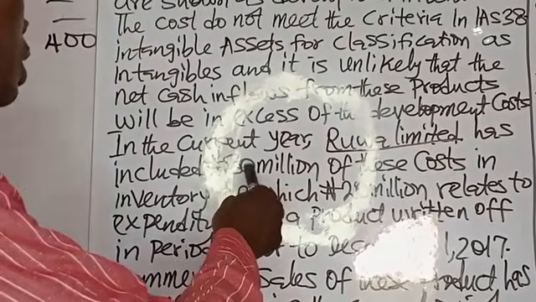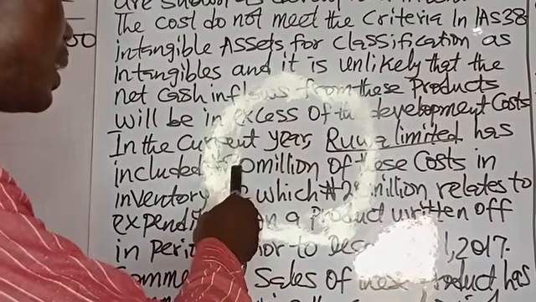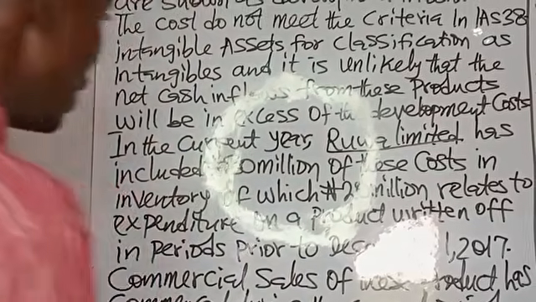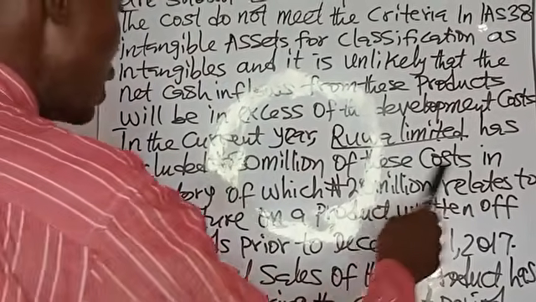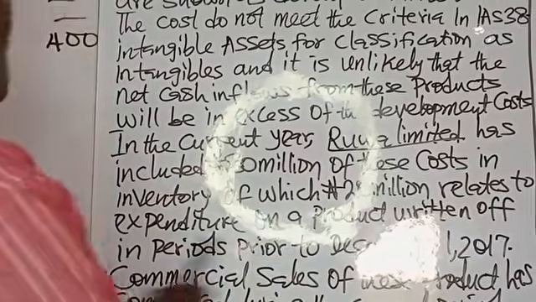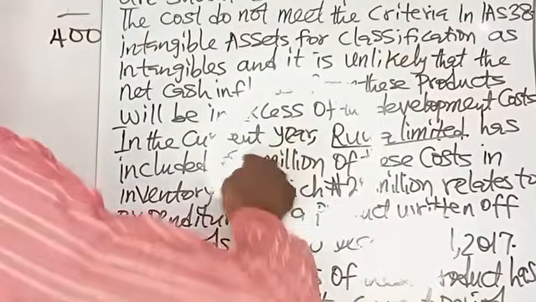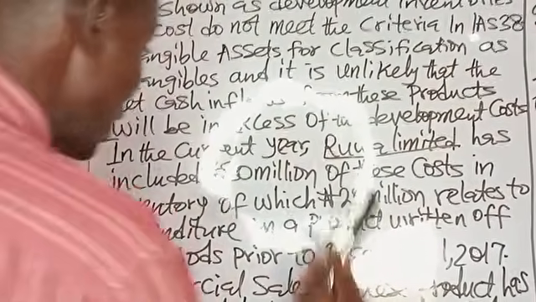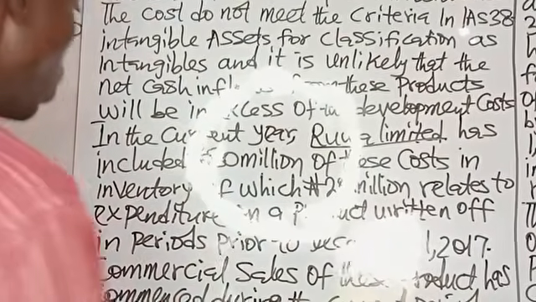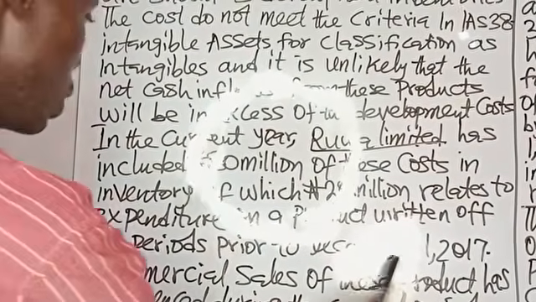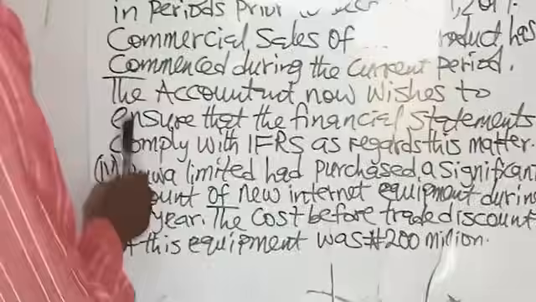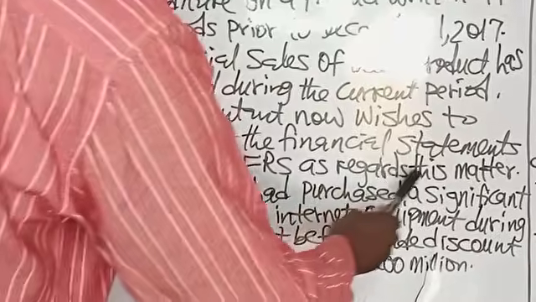And then you also expense it. You charge it as an expense in the statement of profit or loss. You deduct it from profit or loss, or you just deduct it from retained earnings. 80 million of this cost in inventory, of which 20 million relates to expenditure on the product written off. 20 million is already part of 80 million. So this information may not be treated as relevant, since we want to write off the whole 80 million prior to December 20. Commercial sales of this product have commenced during the current period. The accountant now wishes to ensure that the financial statements comply with IFRS as regards this matter.